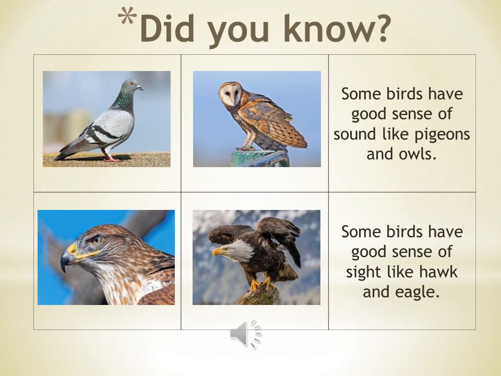And many birds have a very good sense of sight, means they have very sharp eyesight. They can locate their prey from the height, like eagles, owls, falcon, hawks, sparrow, etc.